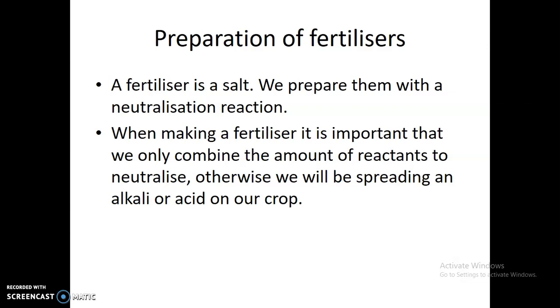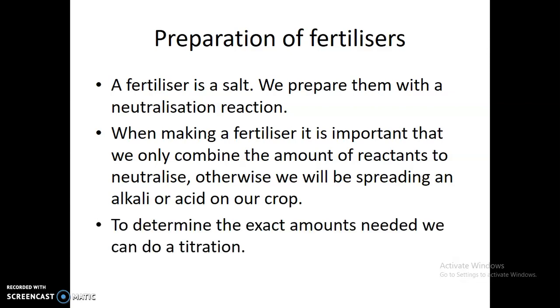If I add too much acid, it will be acidic. That can damage the crops and the soil. If I add too much alkali, it can damage the soil because I make the soil alkaline. So how do we do it exactly? We do a process called a titration.